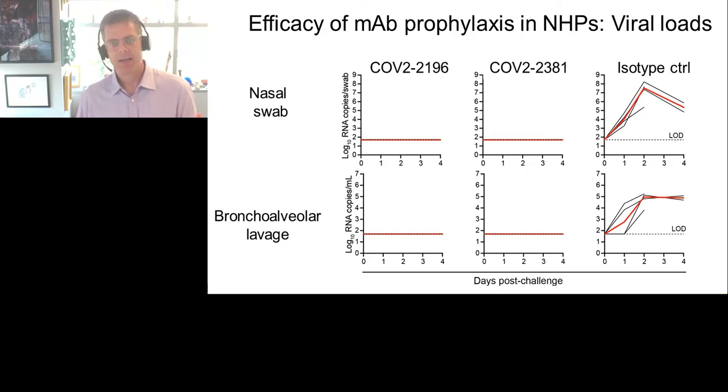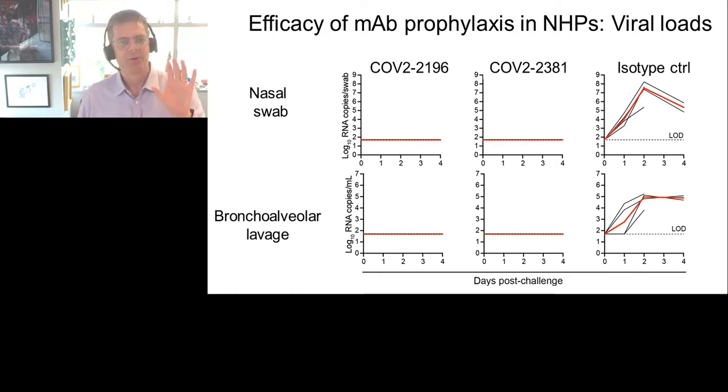And with isotype control, you see lots of virus shedding. We don't see a single molecule of RNA in the nasal swab or the bronchoalveolar lavage in either of these monotherapy situations. So these were nominated as frontline drug candidates.